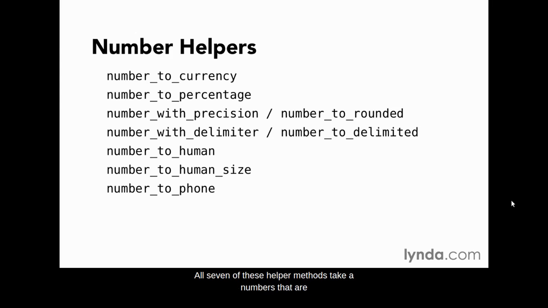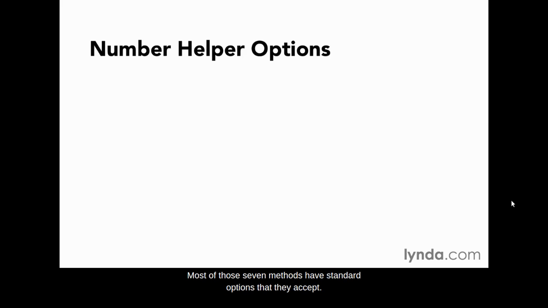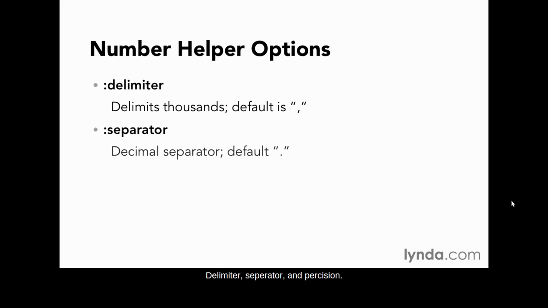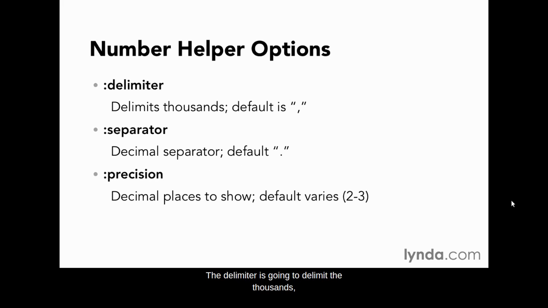All 7 of these helper methods take a number as their first argument and then a hash of options as their second argument. You only need to specify options if you want to override Rails defaults. Most of those 7 methods have some standard options that they accept: delimiter, separator, and precision. The delimiter is going to delimit the thousands. By default, it's going to be a comma.